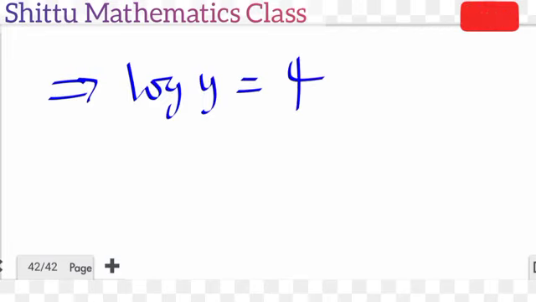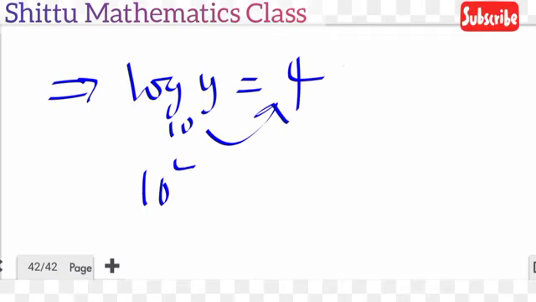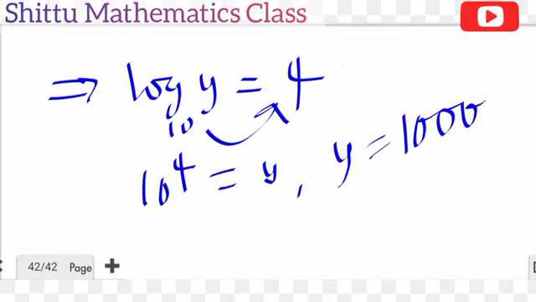Don't forget that this is with respect to base 10. So from the law of logarithm again, 10 to the power 4 equals y, and we have our variable y equal to 10,000, or 10 to the power 4. That is the end of today's lecture.